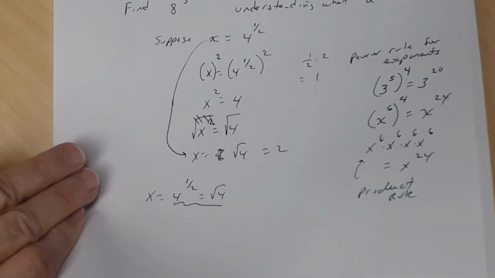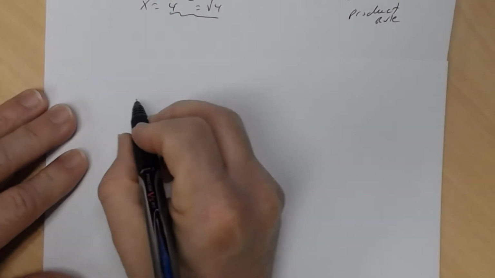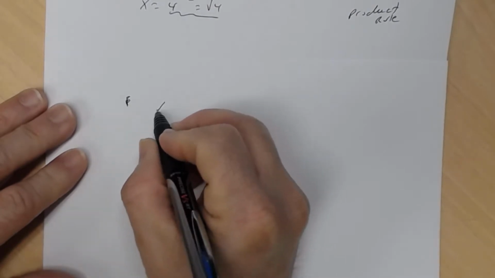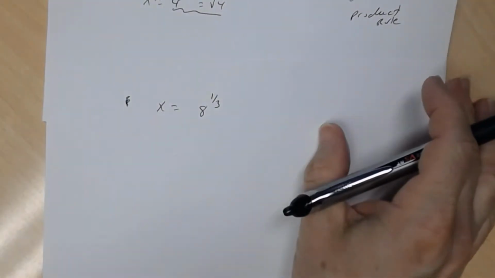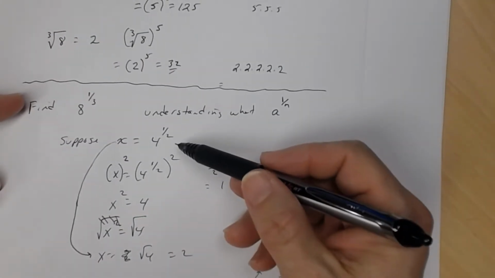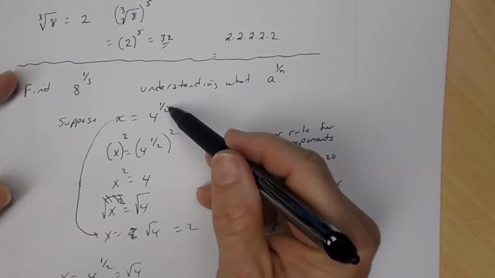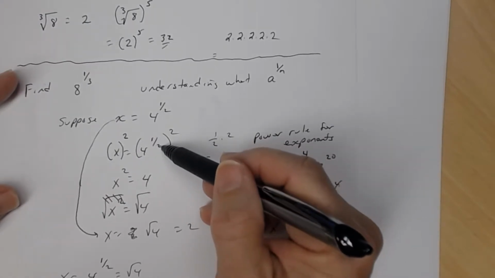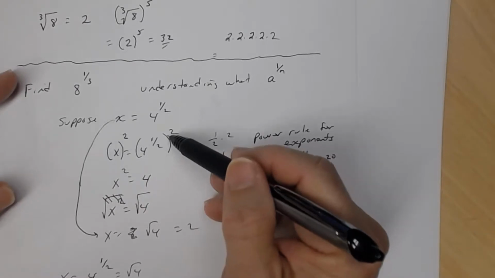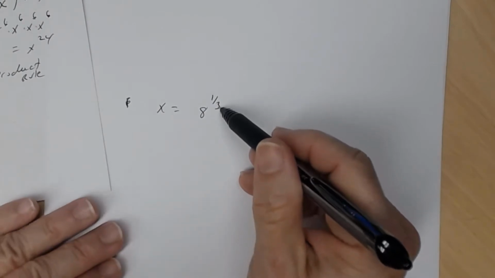So let's go back to 8 to the 1/3. Let's do the same thing. Let's suppose that x equals 8 to the 1/3. Just like I did here, the whole idea was to get this exponent to be a 1. This is 1/2. To get that to be a 1, I had to square both sides, because this denominator is a 2, and to get a product of 1, I had to multiply by 2. Here, this is a 3.